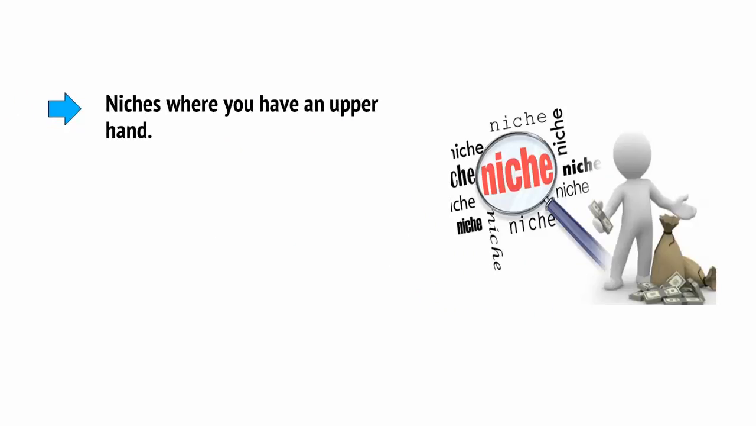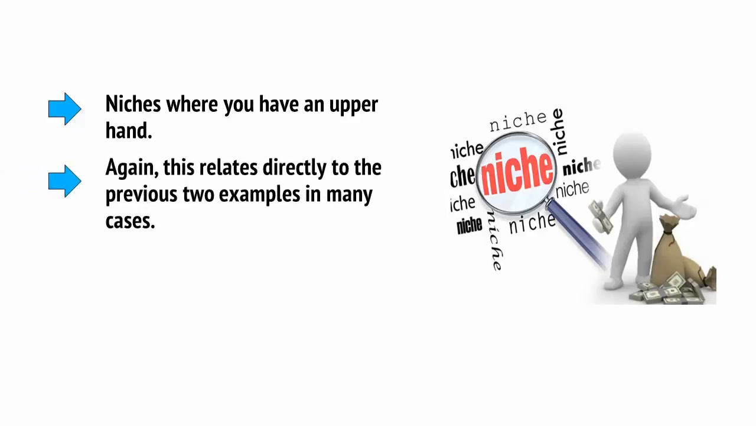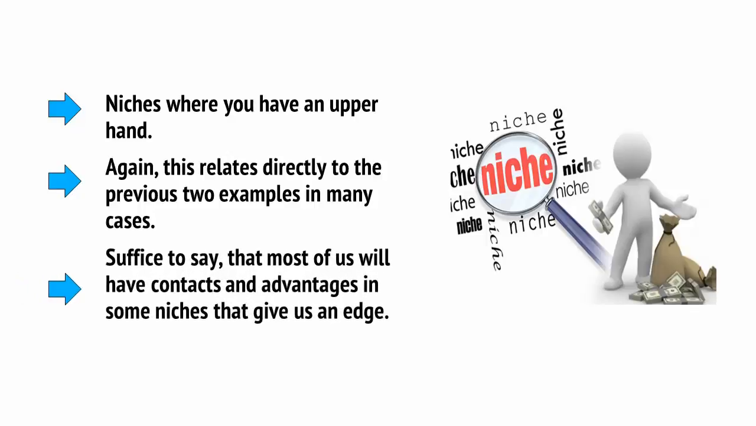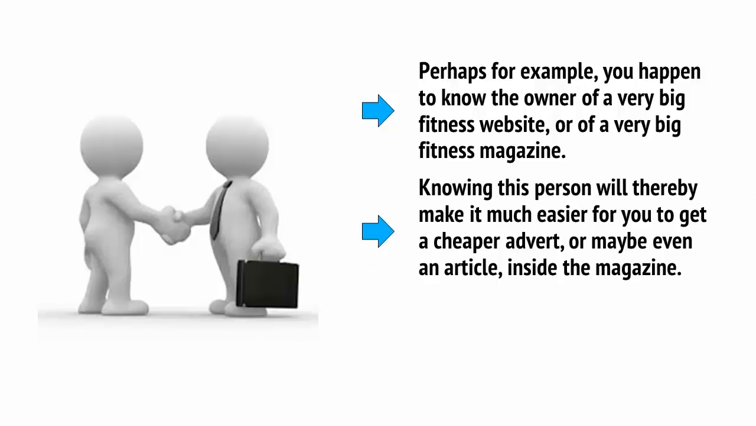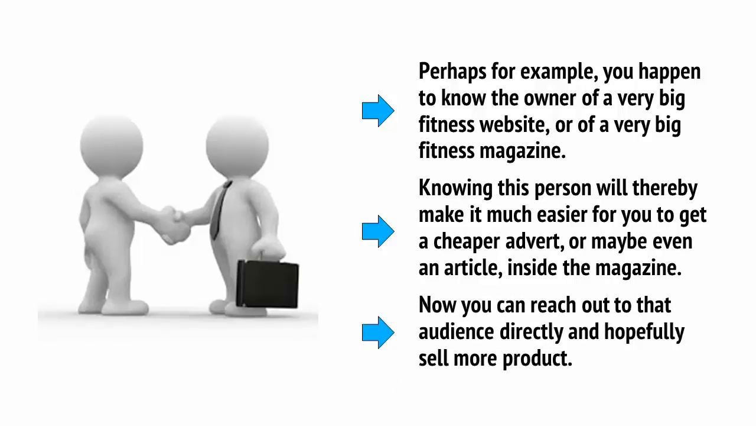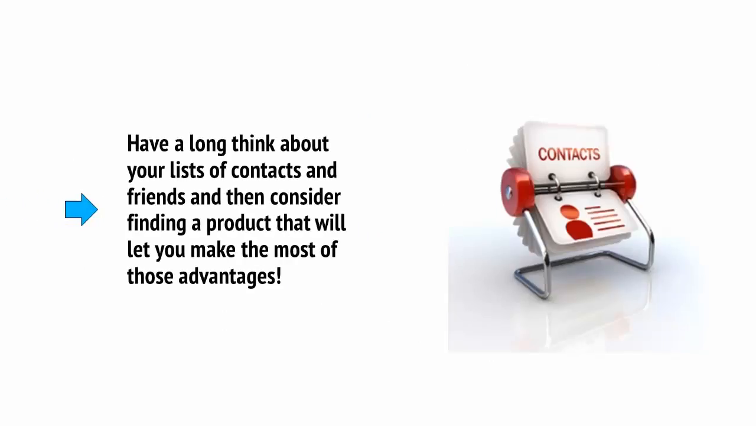There are also niches where you have an upper hand. Again, this relates directly to the previous two examples in many cases. Suffice to say that most of us will have contacts and advantages in some niches that give us an edge. Perhaps, for example, you happen to know the owner of a very big fitness website or of a very big fitness magazine. Knowing this person will thereby make it much easier for you to get a cheaper advert or maybe even an article inside the magazine. Now you can reach out to that audience directly and hopefully sell more product. Have a long think about your list of contacts and friends, and then consider finding a product that will let you make the most of those advantages.